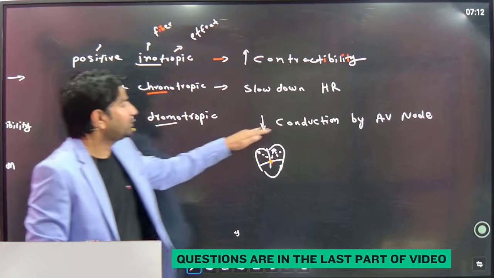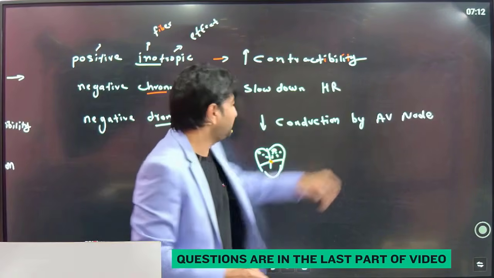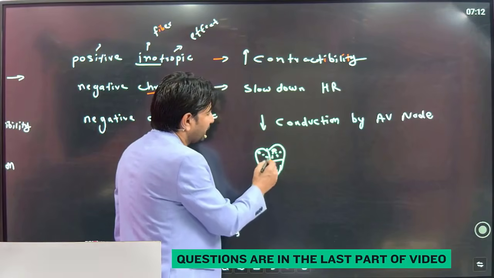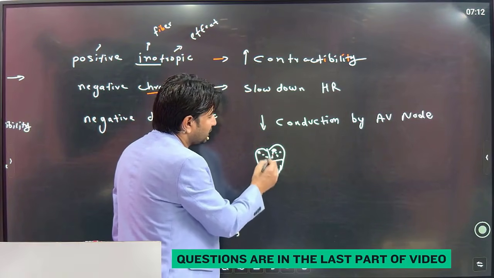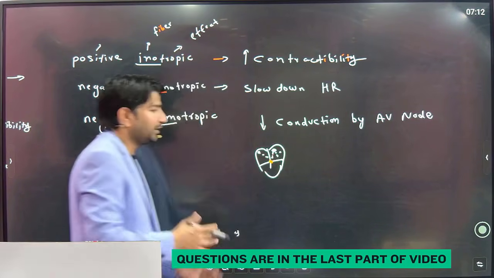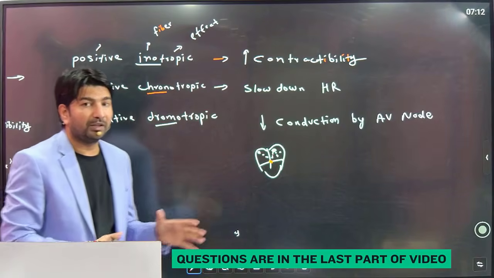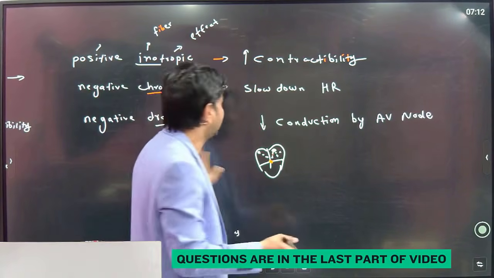This means it reduces the conduction through the AV node. So it doesn't let all the impulses coming from above pass through the AV node. It will only send a limited amount or a limited number of impulses down.